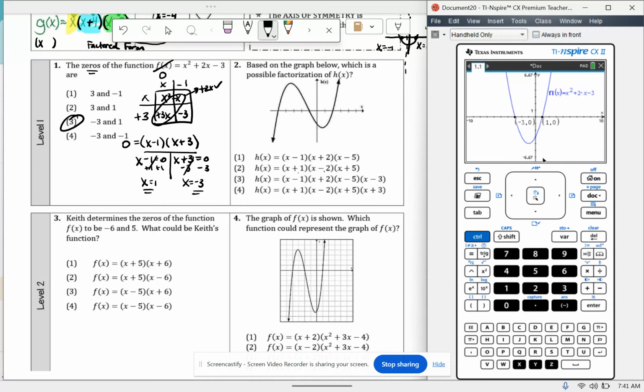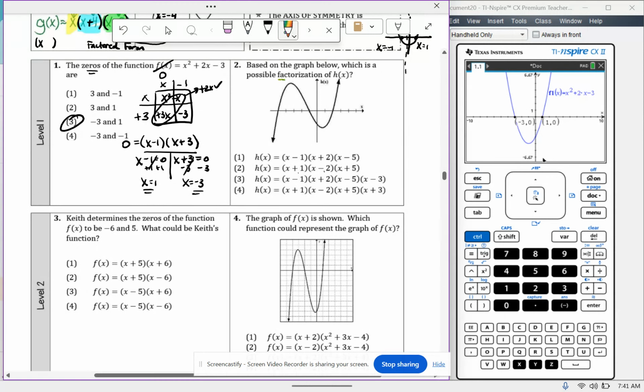Based on the graph below, which is a possible factorization of h of x. So factorization is just a fancy way of saying factored form. And the way we write factored form from the graph is by first identifying the roots. So this would be x equals -5. You would have another one at x equals -1. And then another one at x equals 2. That would become x plus 5, x plus 1, x minus 2. So let's see where that one fits in.